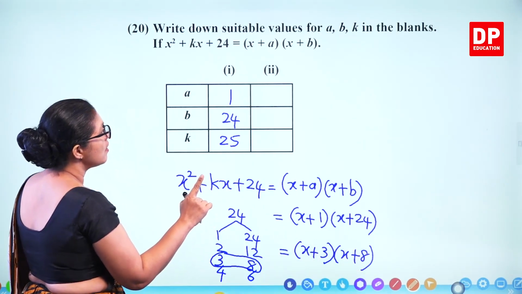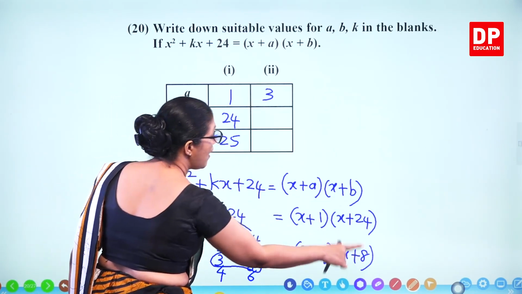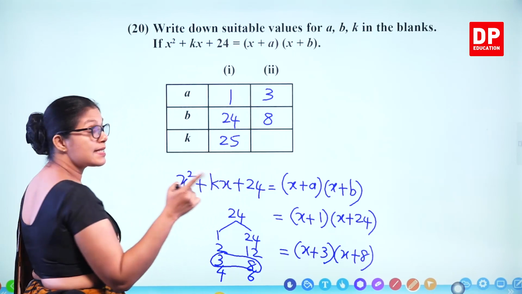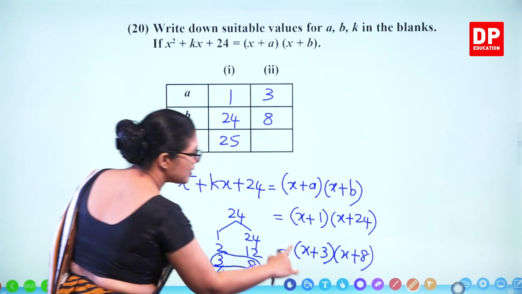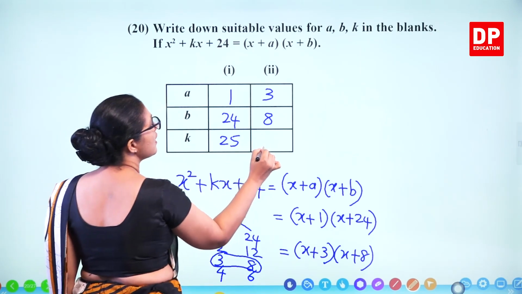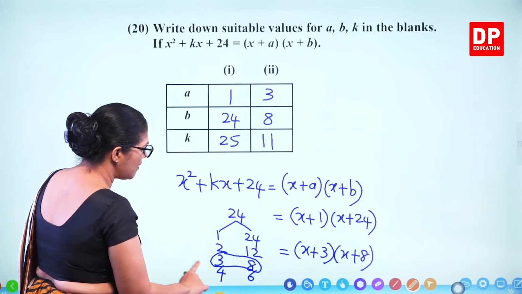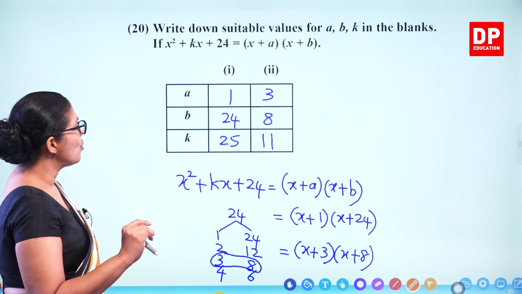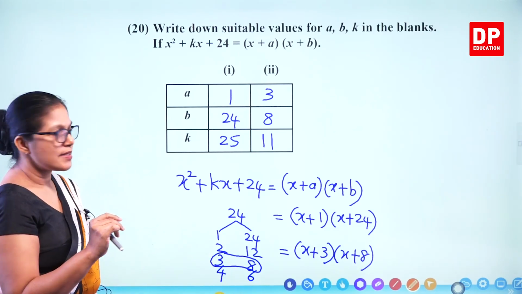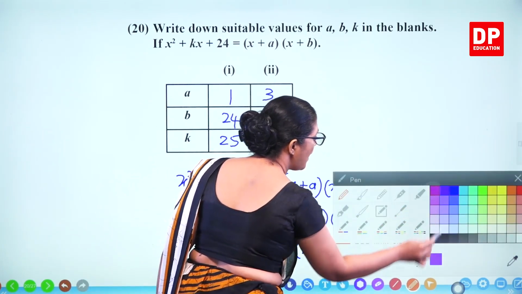Then the a value here is 3. Then the b value becomes 8. So what is the k value? You have to add them. 8 plus 3, 11. So k becomes 11. So you can write 2 and 12, or 4 and 6, any 2 suitable factors. So you get only 2 marks for that.